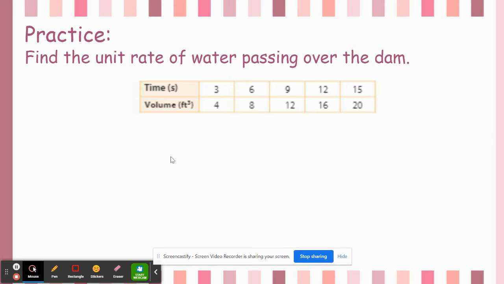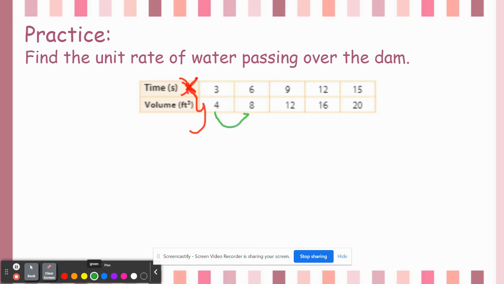Okay, find the unit rate for the water passing over the dam. So this top number is always going to be our X. The bottom one is always going to be our Y. So always first in the table is your X value. Always second is going to be your Y value. So we're going to find the Y's first.